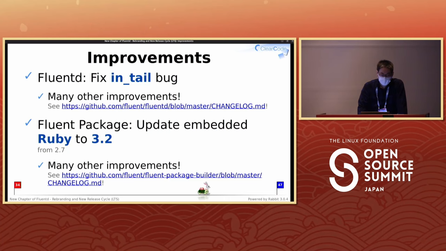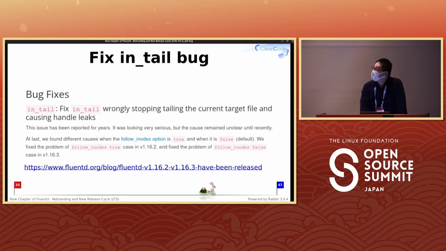There are many improvements for the Fluentd package. Remarkable changes are bug fixes of in_tail in Fluentd and updates with binary revision. This is a screenshot of the Fluentd release note. There was a long-standing bug which wrongly stopped tailing in in_tail. in_tail is used to collect the appended content of log files. This bug was observed from time to time, but how to fix it? Something happened and not happened.